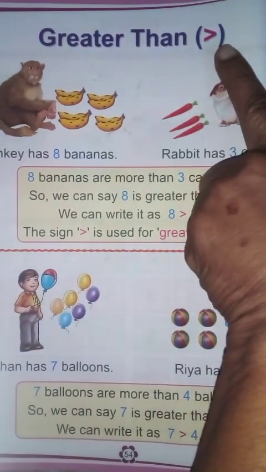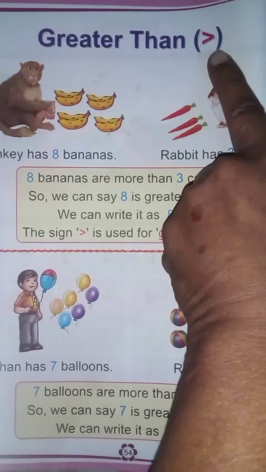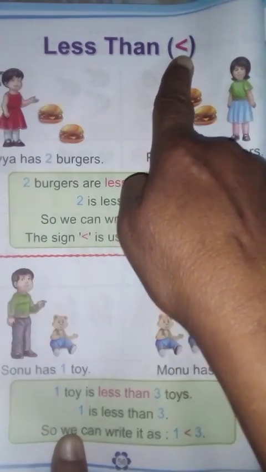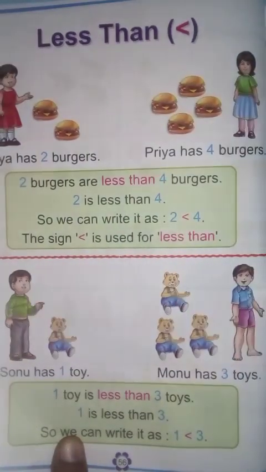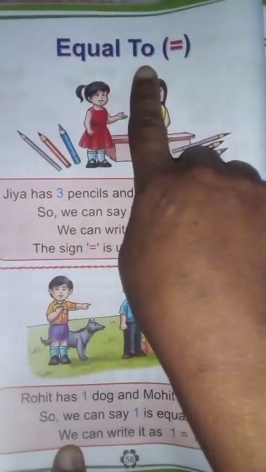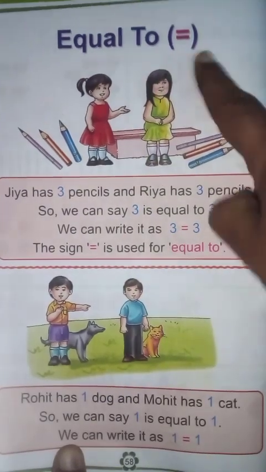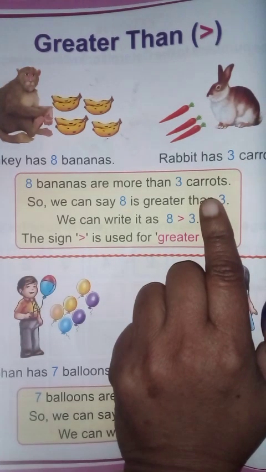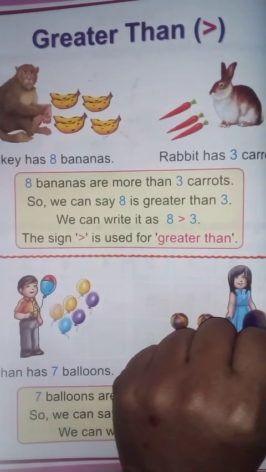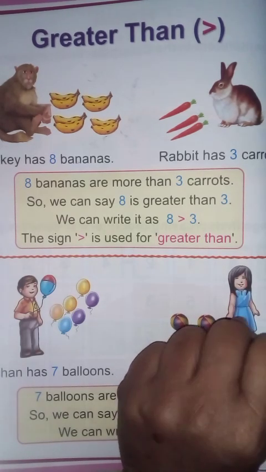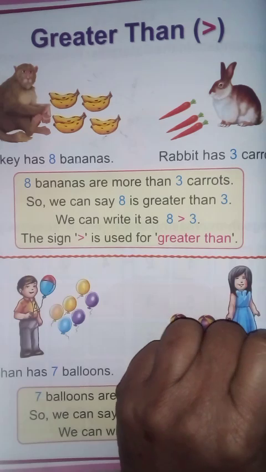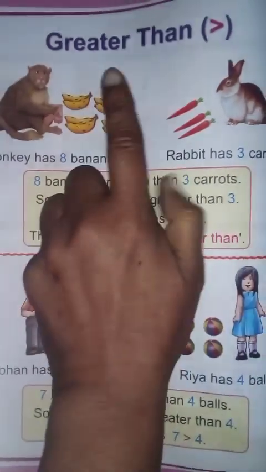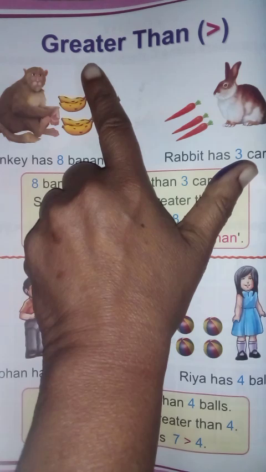This sign is used for greater than. Lesser than. This is the sign we use for lesser than. Equal to. This sign is used for equal to. This lesson we have revised in the LKG class. Now we are going to revise it again in the UKG class. Greater than.